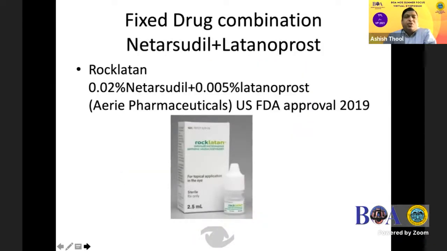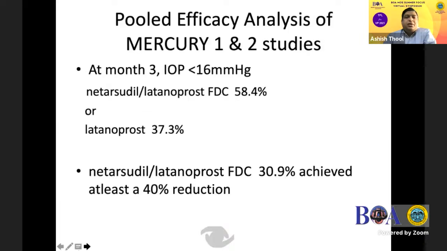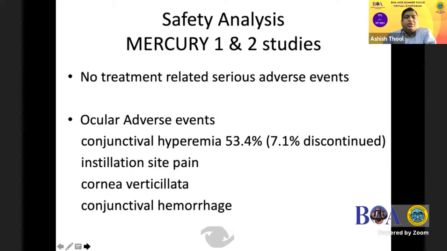This is one fixed drug combination that we are waiting for, under the brand name Rocklatan. It is already US FDA approved in 2019. It is not yet available to us in India. Because it is a fixed drug combination, it has a very good IOP reducing efficacy, with IOP of less than 16 millimeters of mercury achieved in over 58.4% of eyes, and over 30% of the eyes achieved at least a 40% reduction. So again, no treatment-related serious adverse events, and the ocular adverse events would basically be the same as what you would expect with the individual molecules, right?